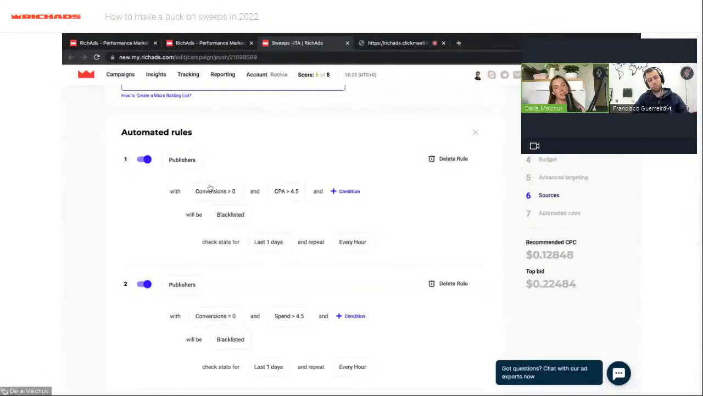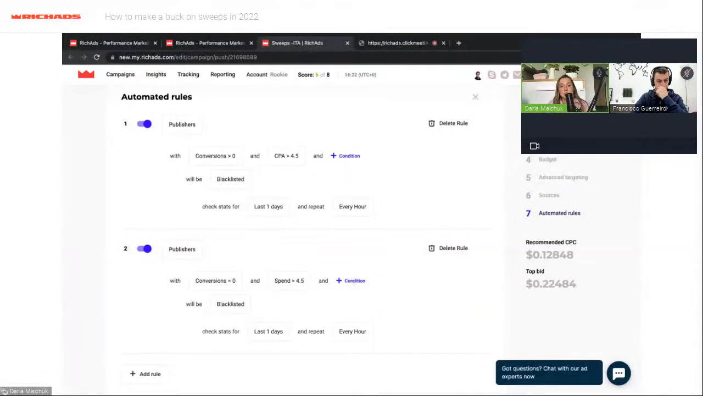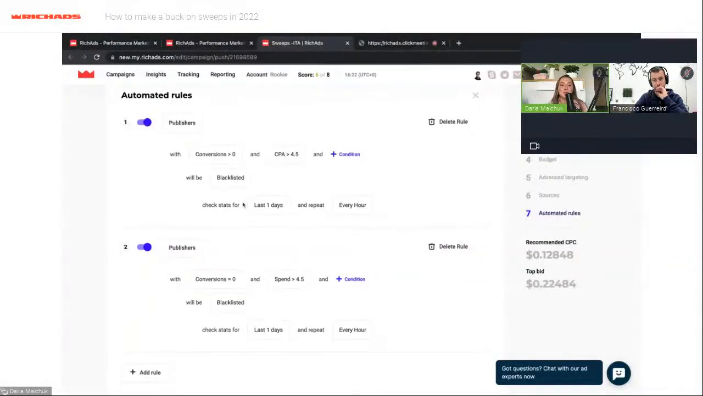Automated rules. In this case, I created two rules for publishers. The first rule will be for expensive conversion. I will blacklist publishers that have CPA more than $4.5. And in another rule, I will blacklist publishers that have zero conversions and spend is more than $4.5. They will be blacklisted. Why is it good? Because you will not do it manually. Our system will do it for you.